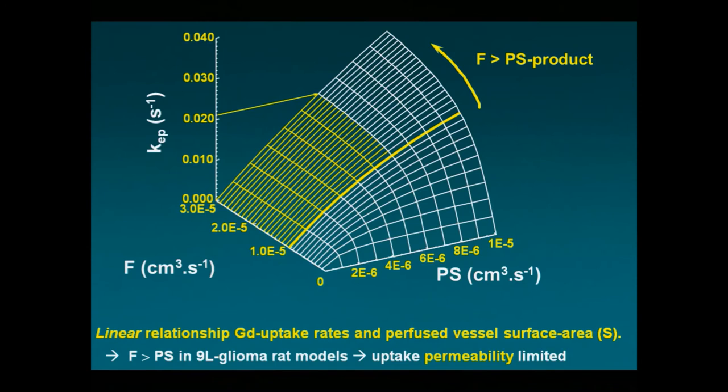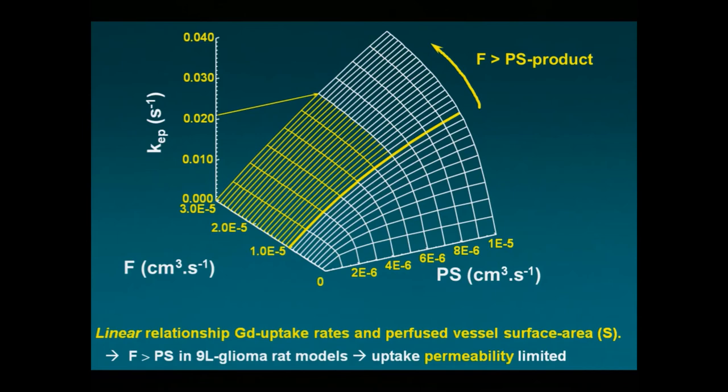And what we saw is that we had a linear relationship between the uptake rate constant and the permeability surface area. And actually from this three-dimensional plot, you can conclude that we are in a regime in which the flow is dominating over the permeability. So that is a permeability limited uptake, what we are looking at here.